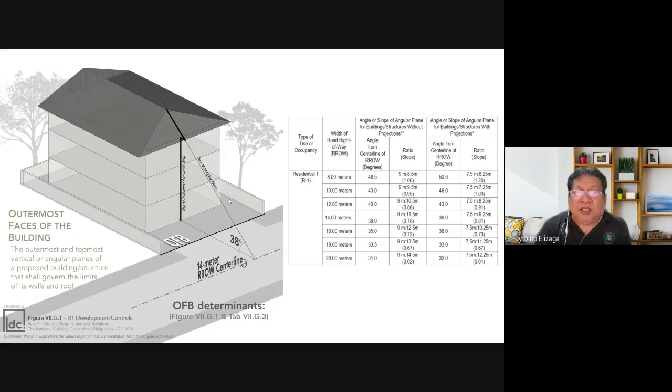Well, if you are in a city, this might be a very important consideration: in the middle of the road, you have to sort of project an angle. In this case, I think for R1, say it's 38 degrees, so your structure should not go beyond this angle or line of angular plane. Okay, so there's that restriction also. Okay, that's it.